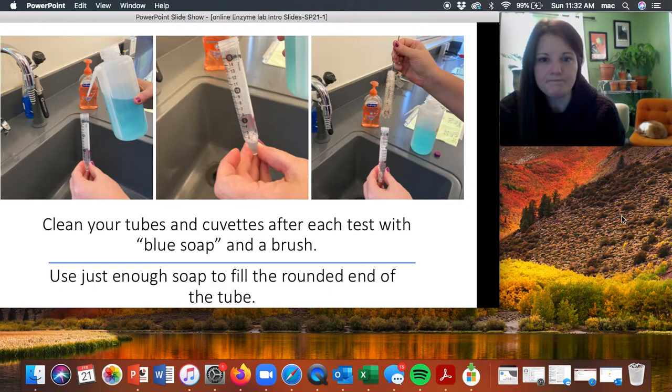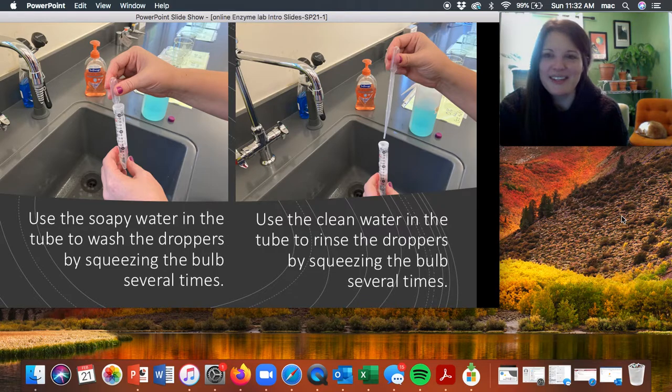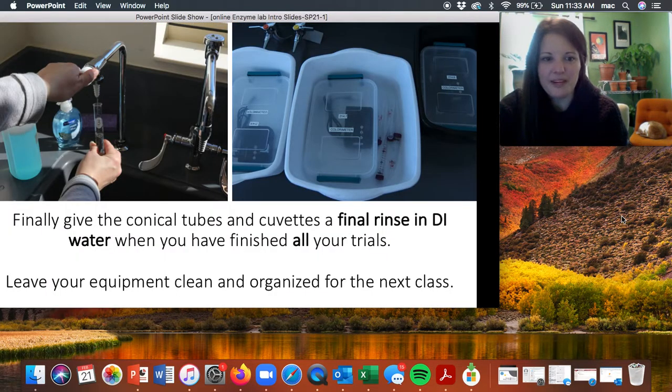So after we're done, we just want to remind that we are all super helpers, and we will clean up after we're done, and we don't leave messes. A reminder that you can clean out droppers by just squeezing soapy water in and out of it. You don't have to hold it underneath a faucet and try and get water inside. I've seen that happen before in my lab, and it is a waste of time and a waste of water. So finally, we'll go ahead and rinse everything when we're done and leave everything organized for the next class.